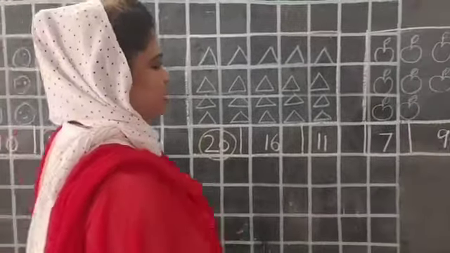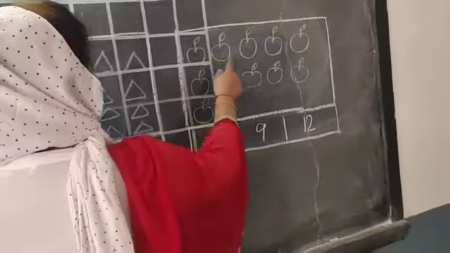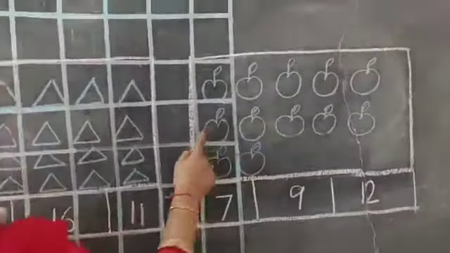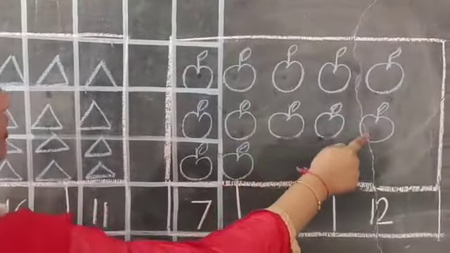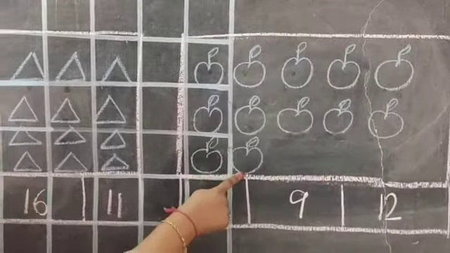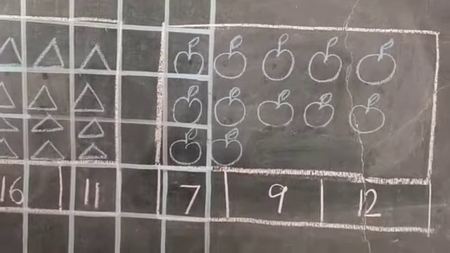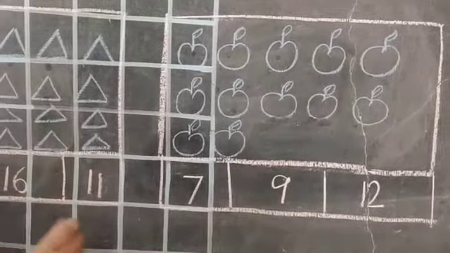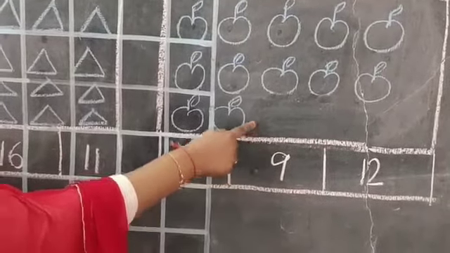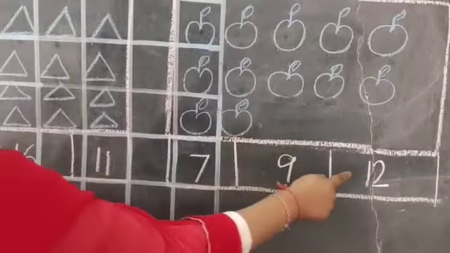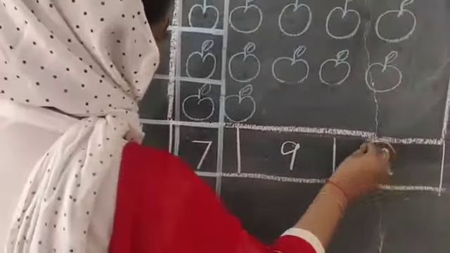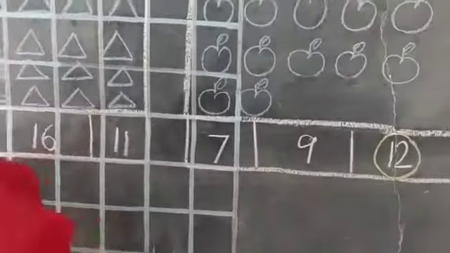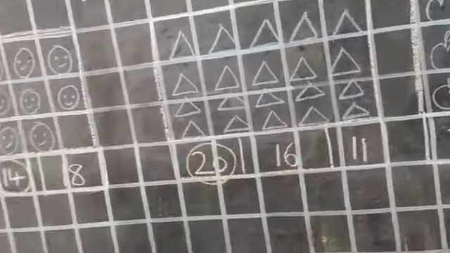Next count, how many apples are there? 1, 2, 3, 4, 5, 6, 7, 8, 9, 10, 11, 12. There are 12 apples. So, which number you must circle? 9. No, how many pictures are there? 12. So, which number you will circle? 12. So, count the picture and circle the correct number. You will do it in this way.